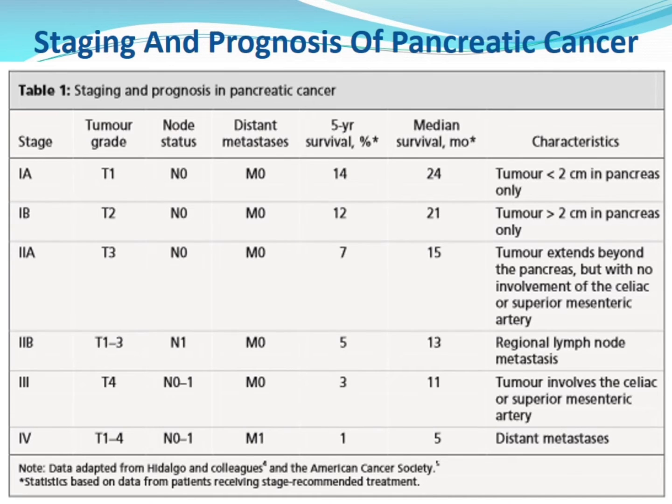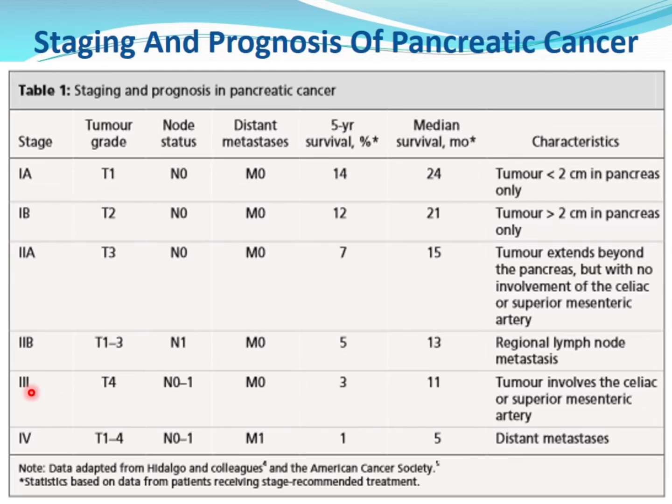Staging and prognosis of pancreatic cancer. In stage 1A, the tumor is less than 2 cm in diameter and is confined to the pancreas. In stage 1B, the tumor is more than 2 cm but is still confined to the pancreas. In stage 2A, the tumor extends beyond the pancreas, but there is no involvement of the superior mesenteric vessels or the celiac axis. Stage 3 is when the tumor involves the celiac axis or the superior mesenteric artery.